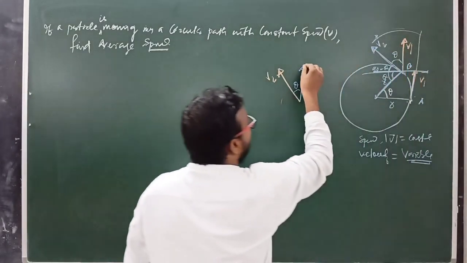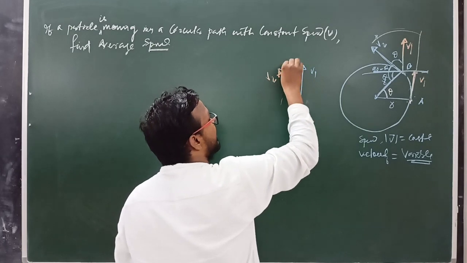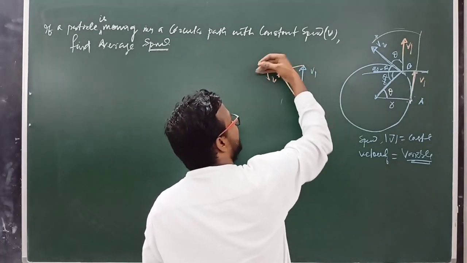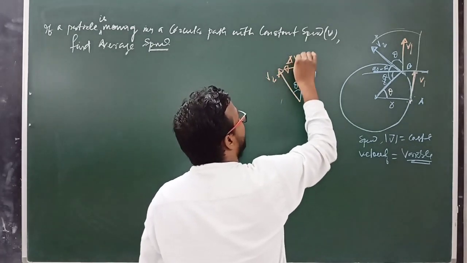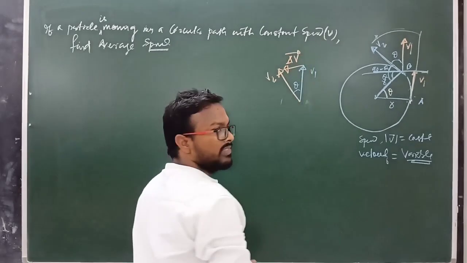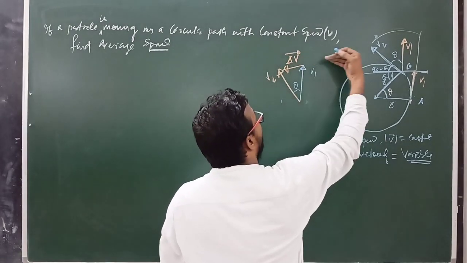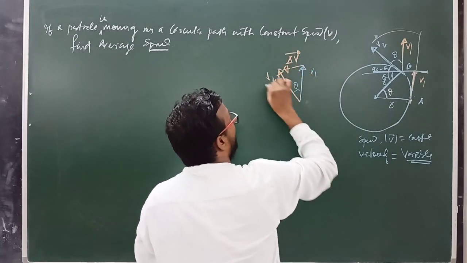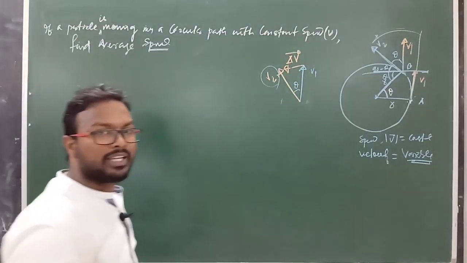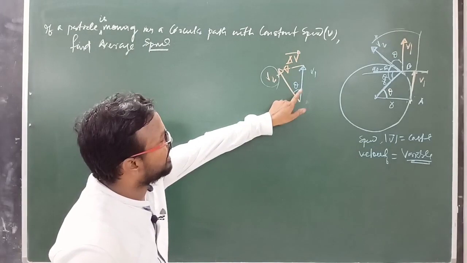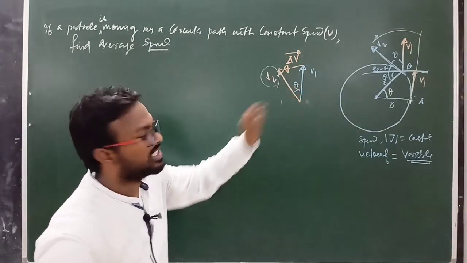V1 to V2 is the change. So this is known as the change in velocity. V1 plus this change. Suppose this change I write as delta V vector. Clear? So V1 vector plus delta V vector equals how much? That is the V2 vector. But the angle between V1 and V2 is theta.